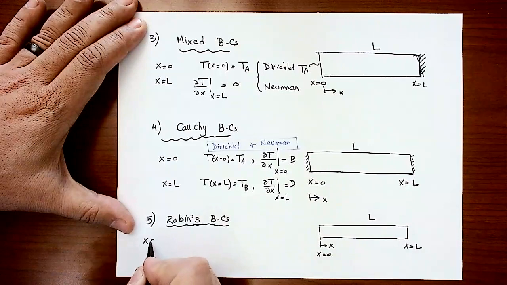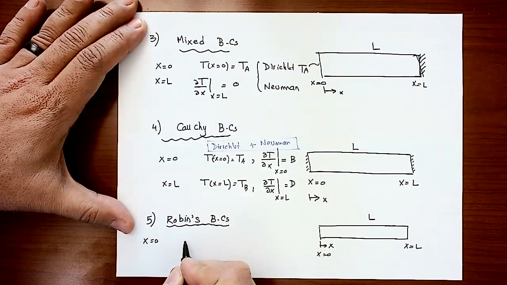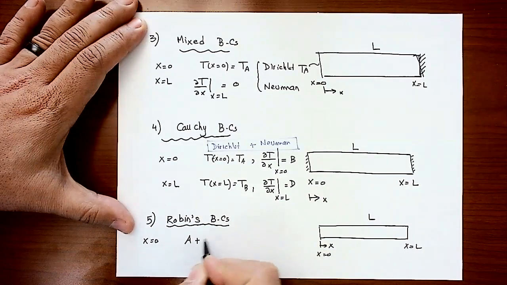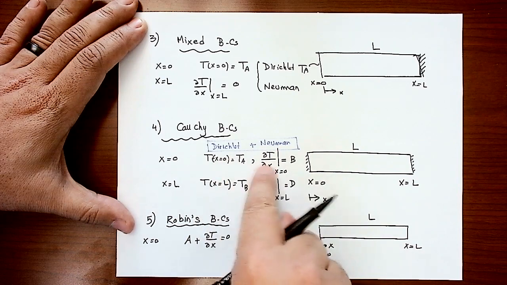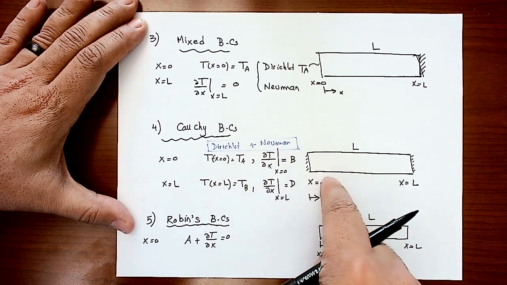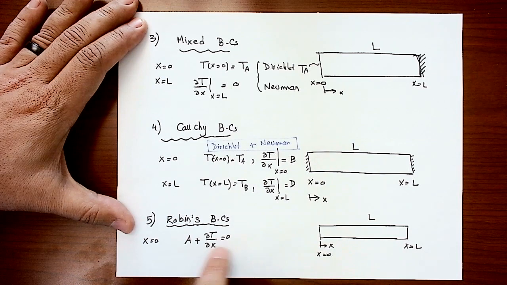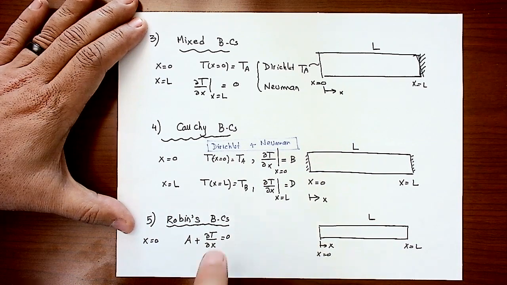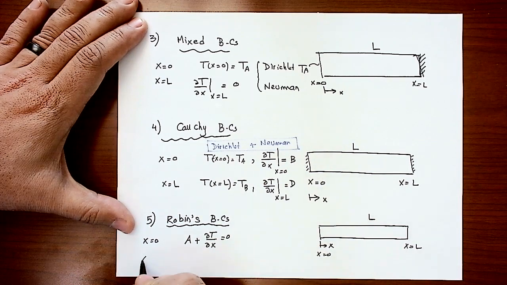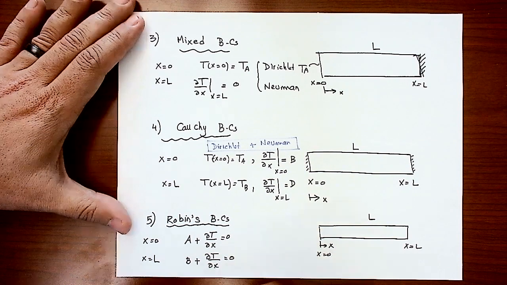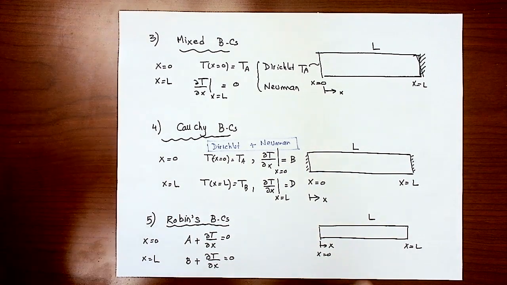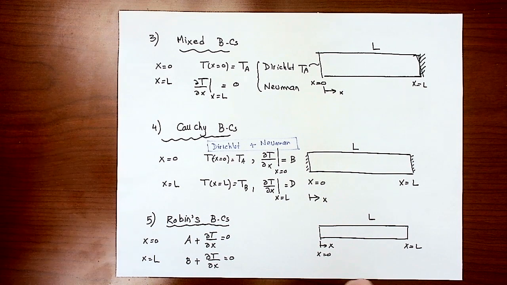So at x equal 0, you will find that the condition is as follows: A plus partial T by partial x is equal to 0. You see the combination here. Dirichlet and Neumann are not separated, but both apply to each boundary. Here, we got a combination of Dirichlet and Neumann at each boundary. And maybe if you go to x equal L, you'll find a different value, b plus partial T by partial x is equal to 0. And this is what we call Robin's. Again, it's a combination of Dirichlet and Neumann.